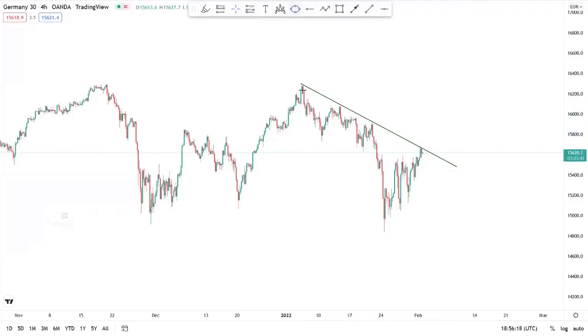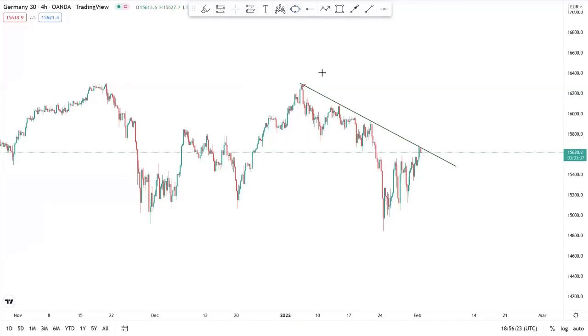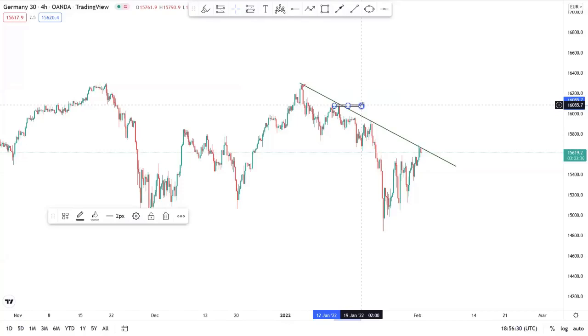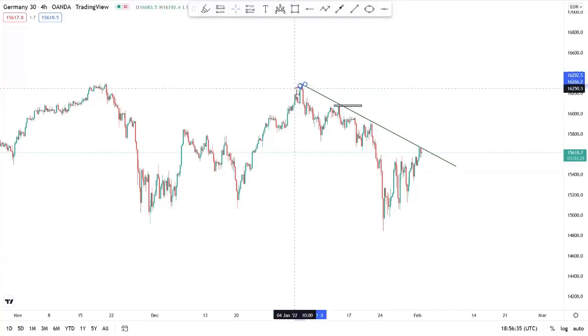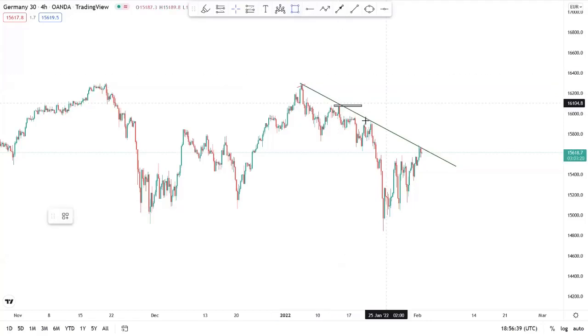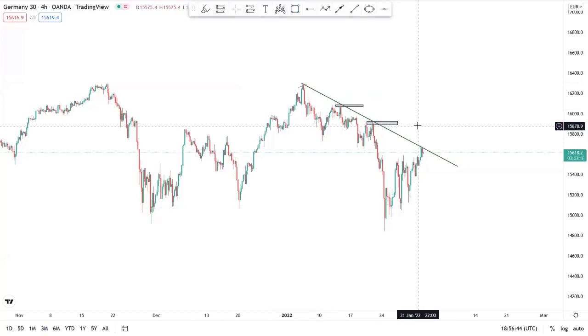So check. This was our first touch here. This was our second touch at the certain point here. Let me use the rectangles. This was our second touch. Let's create the first one as well. Okay. And then check our third one. This is our third, 90% rule. Like I said, it depends on the nature of the market.